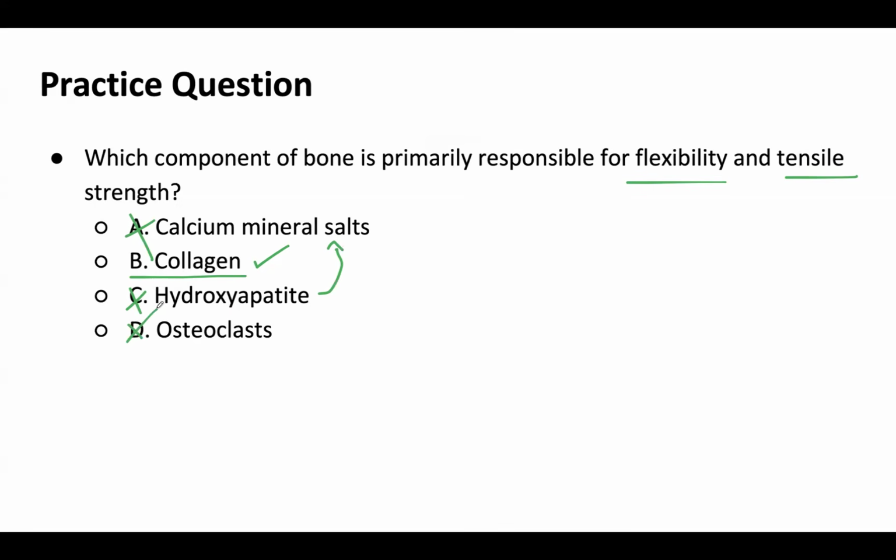Osteoclasts, not such a great distractor. It is the cell concerned with bone resorption, and while it is very important in terms of bone homeostasis, it doesn't really fit best with this question.